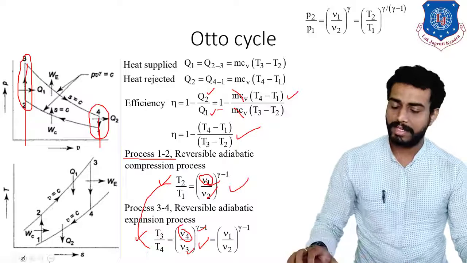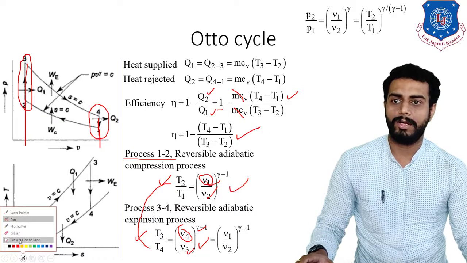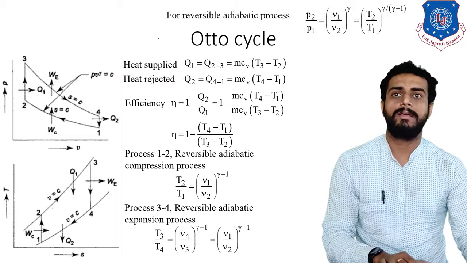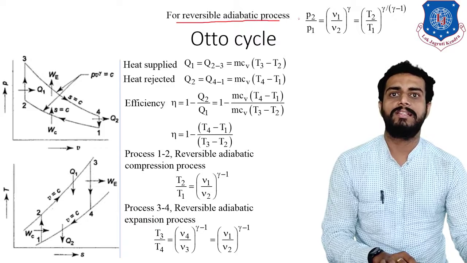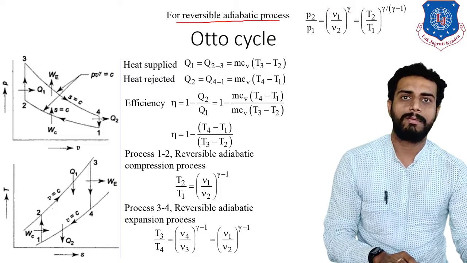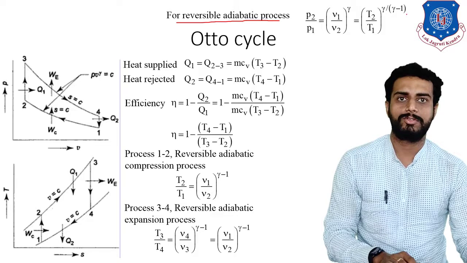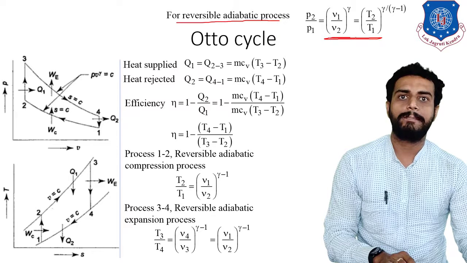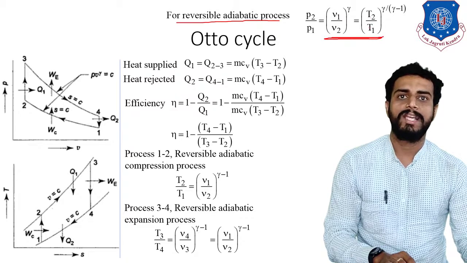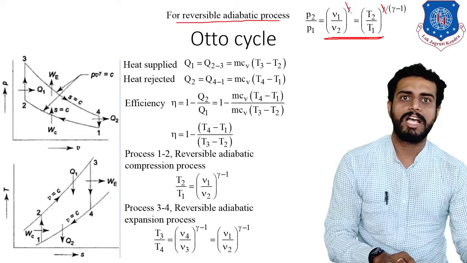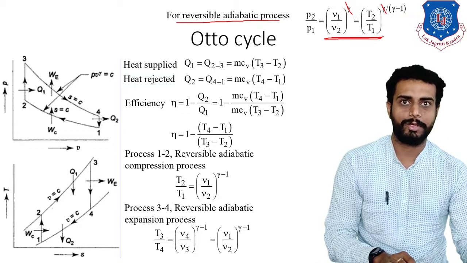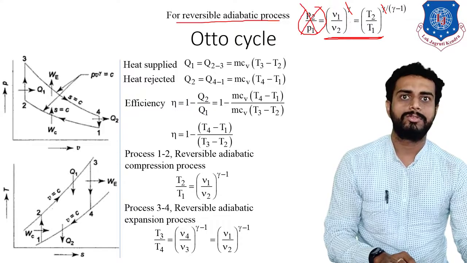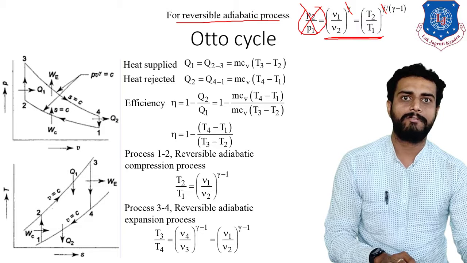Now you might have a question: sir, how have you written this TV equation? That is from the PVT correlation. So remember students, for any reversible adiabatic process, you can write P2 by P1 is equal to V1 by V2 raised to gamma is equal to T2 by T1 raised to gamma upon gamma minus 1. In this equation, I have taken the combination of volume and temperature. Here this gamma and this gamma get cancelled out if you have the same power. So if you take these two combinations, then gamma and gamma will get cancelled out.